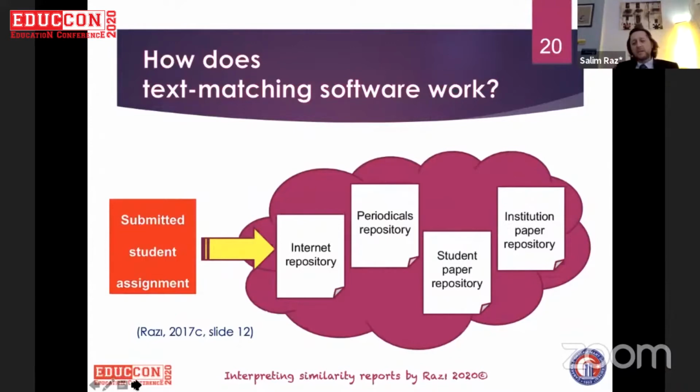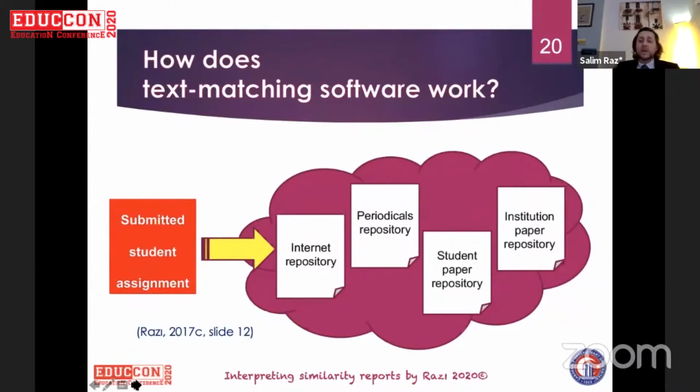And thirdly, they will refer to student paper repository. What does it mean? Globally, all over the world, students are submitting and universities are using Turnitin. So they have a collection of student paper repository. If they do not find any similarities, for example, with the original work, they might find the similarity with the other students' work, because students probably will be referring to similar sources.